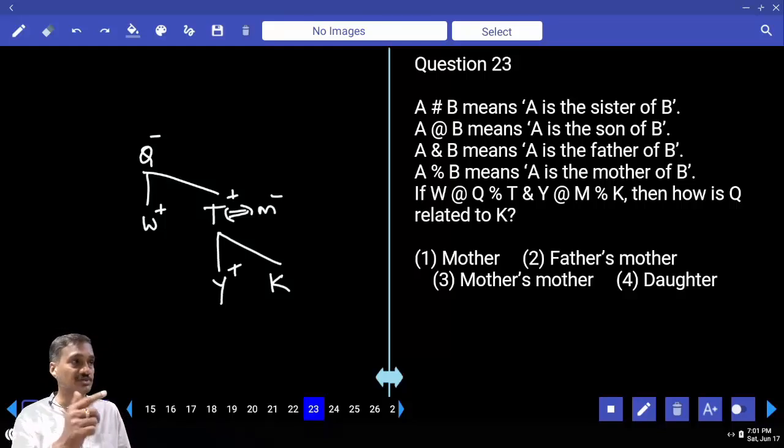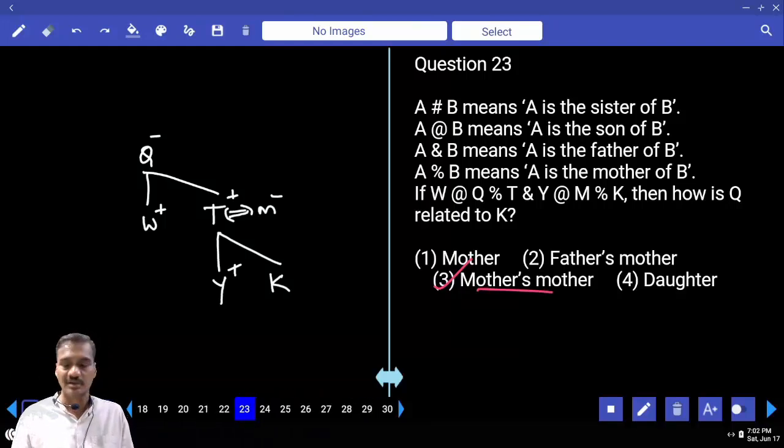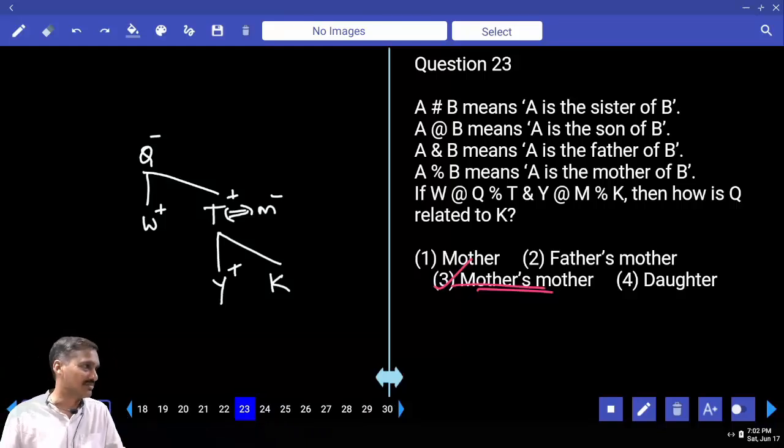K's father's mother, that is grandmother. That is mother's mother, choice 3. Here the choices are given in descriptive form rather than the definite relation. Mother's mother we would call grandmother, or maternal grandmother, but in the examination the choices themselves are given in this descriptive form. Now father's mother, that is choice 2. K's father is T, and T's mother is Q.